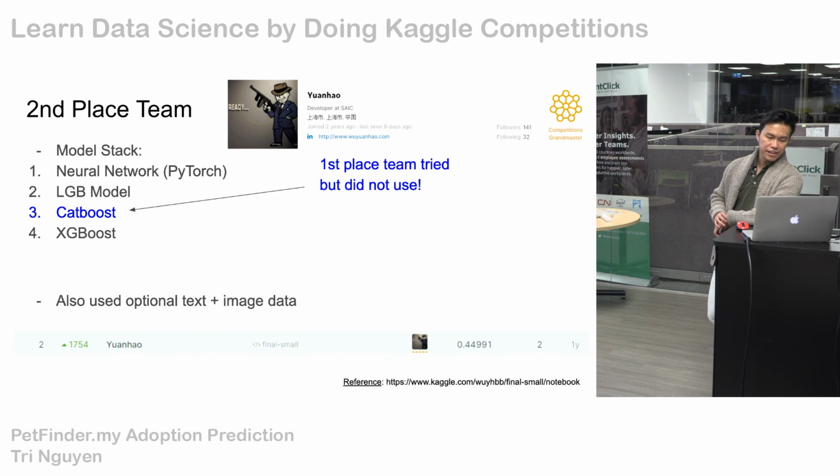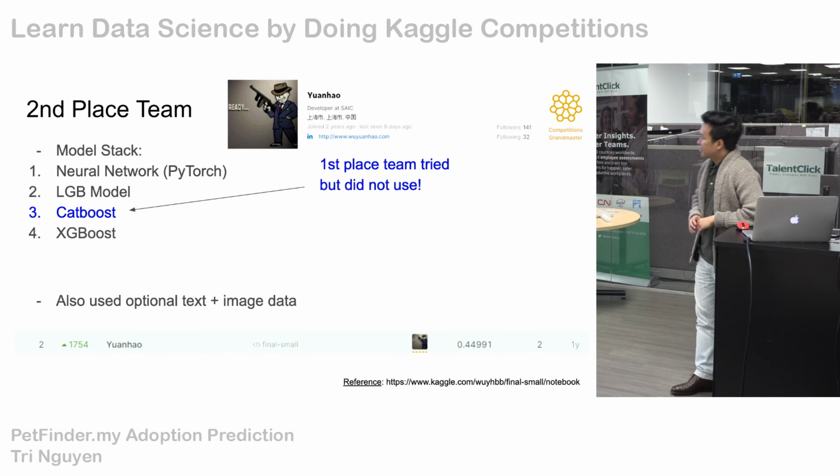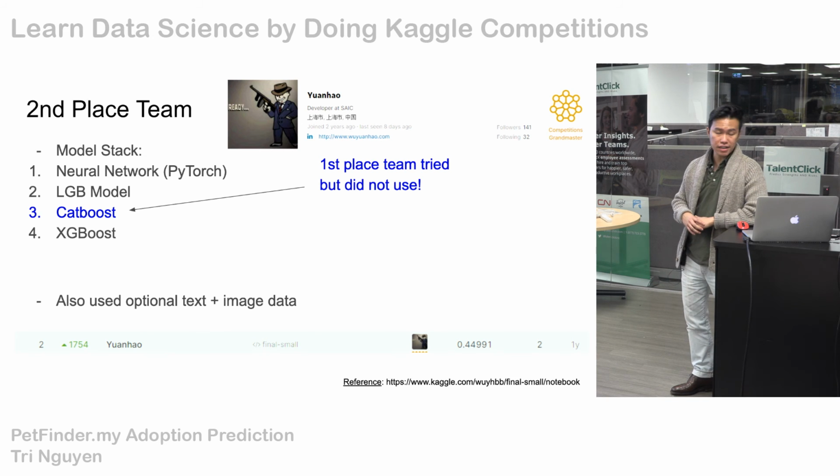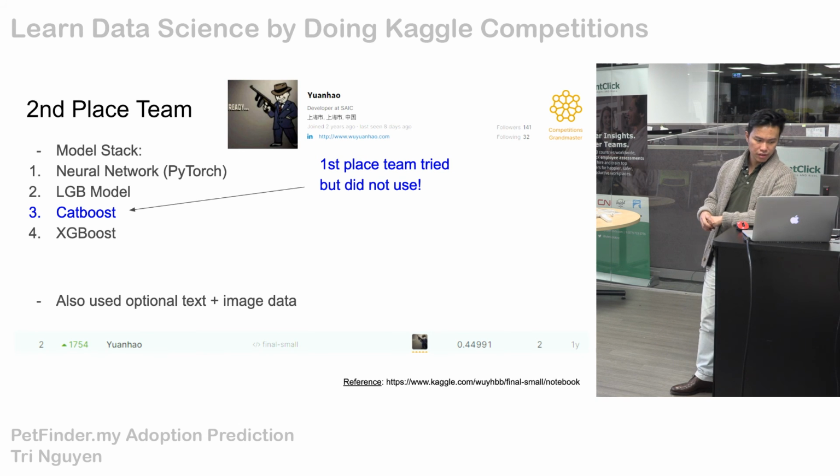Here is what the stack of the second place team looked like. They used quite a similar stack to the first place team, except that they also used CatBoost, which the first team did not use, and they also used the optional text and image data.